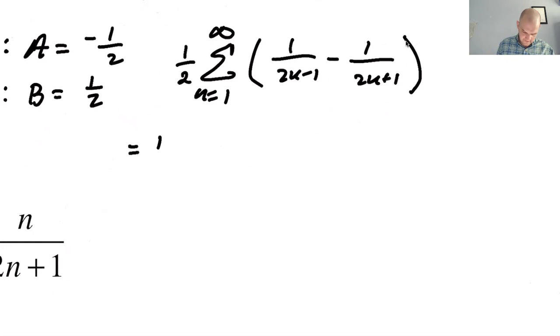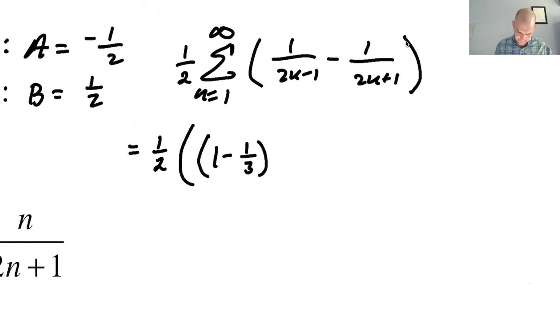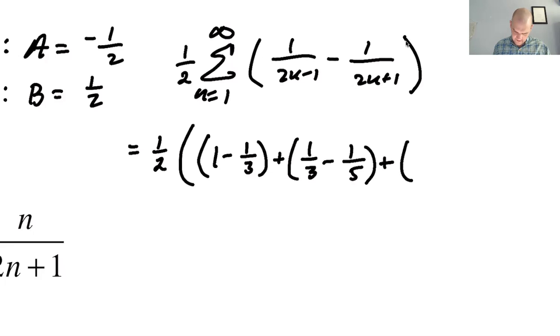So let's see. 1/2. And then here we go. We're going to plug in 1, and we get 1 minus 1/3. And then we'll plug in 2, and we get 1/3 minus 1/5. And then we plug in 3, and we get 1/5 minus 1/7 plus dot dot dot.